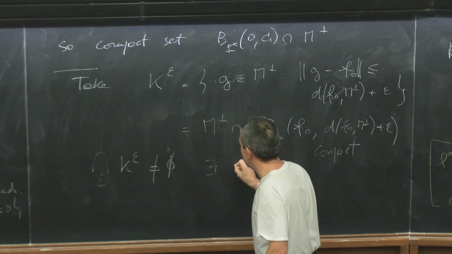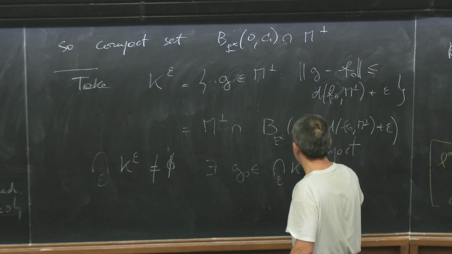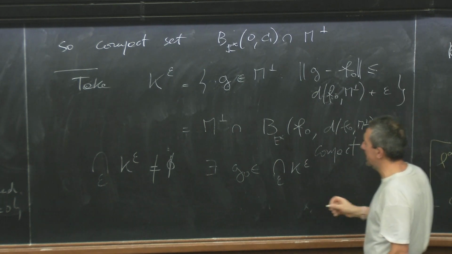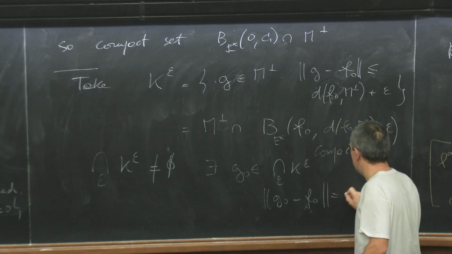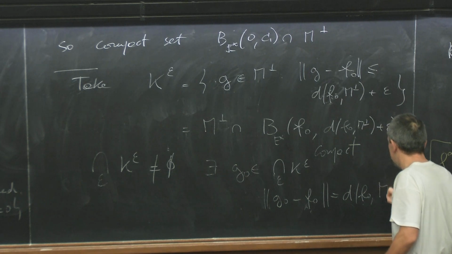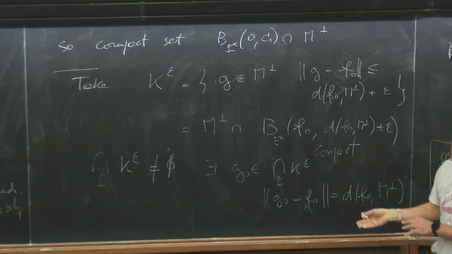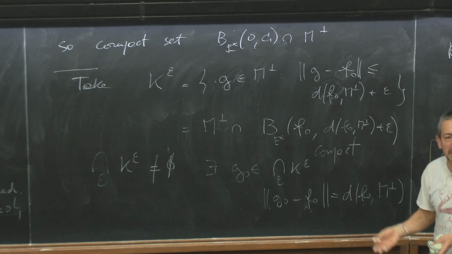And so there exists a G0 belonging to the intersection, and by definition, the intersection is only the points such that the norm of G0 minus F0 is equal to the distance. Okay? So yes, the proof was more or less correct, but there is this stupid subtle thing, that if you use sequences, you have to be careful about the topology, okay?